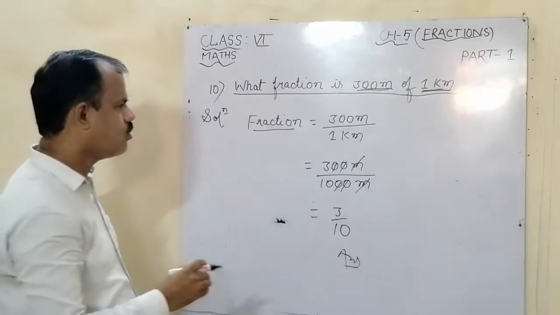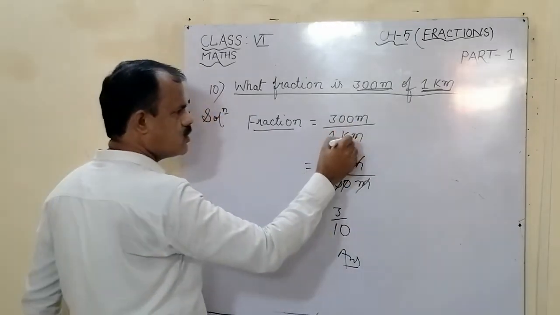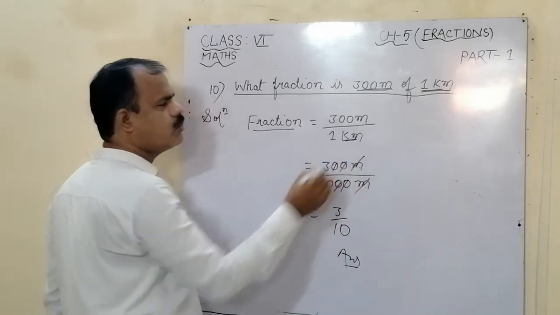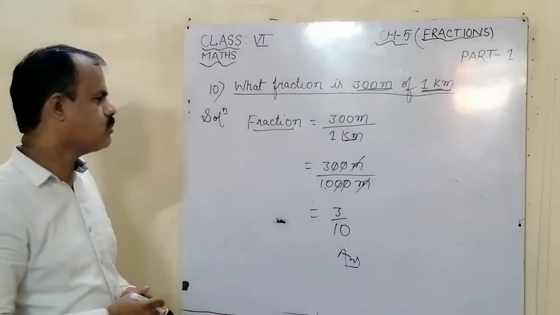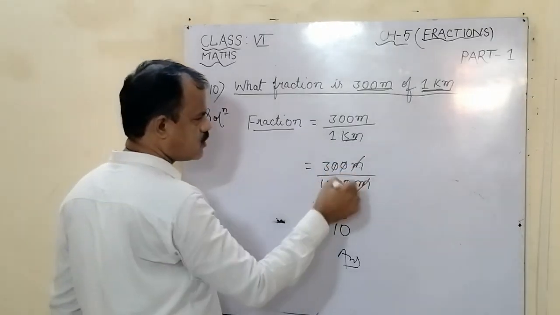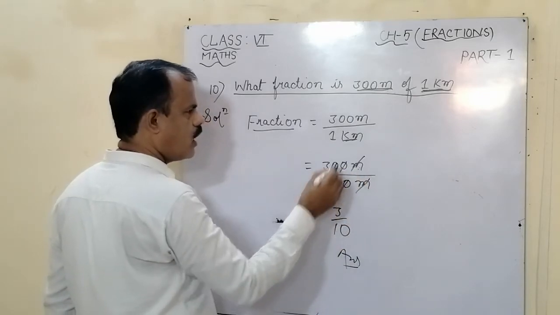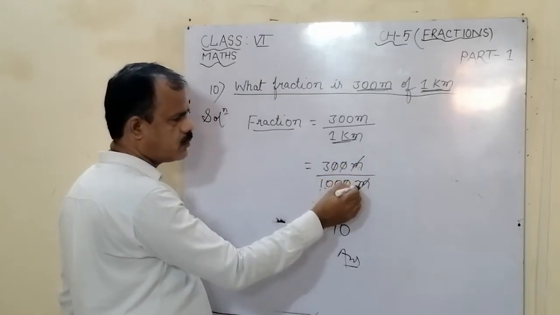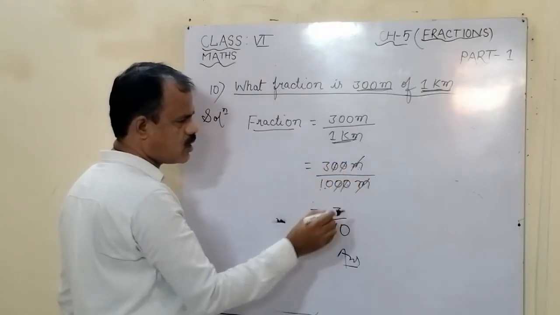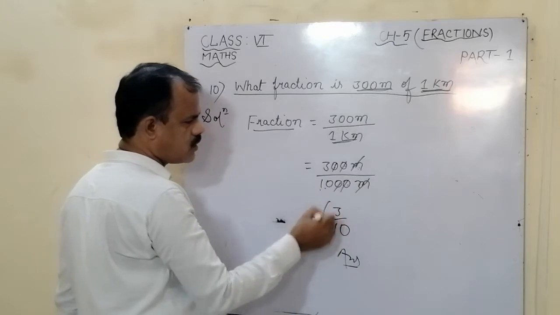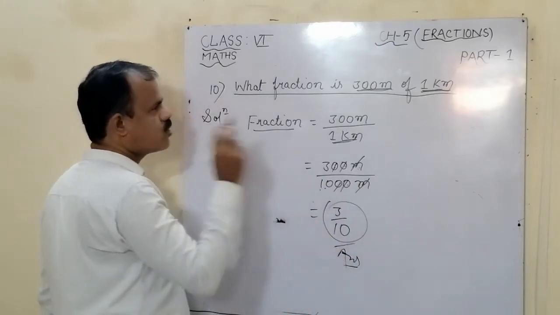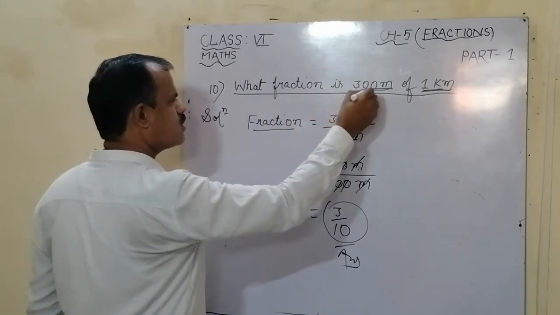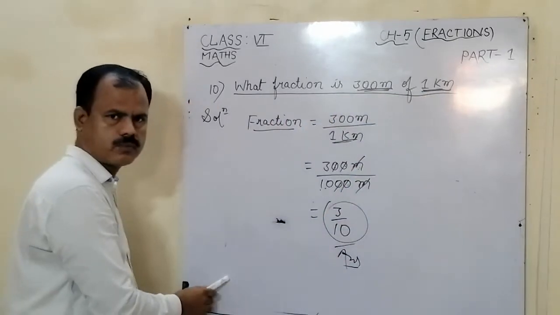So we have to change this kilometer into meter. So 300 meter, and 1 kilometer is how many meters? 1000 meter. So we write 300 meter, and in place of 1 kilometer we write 1000 meter. Meter cancels, 0 0 cancel. So 3 by 10 is the final answer. So we can say 3 by 10 is a fraction which represents 300 meter of 1 kilometer.